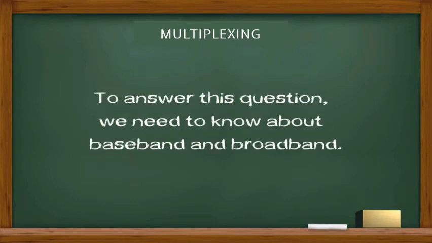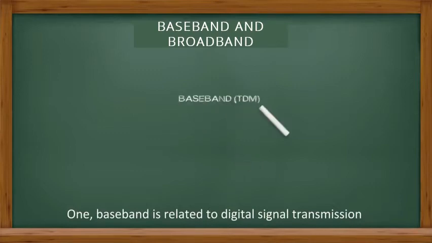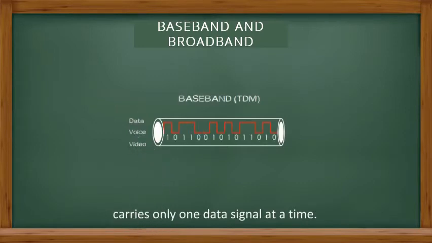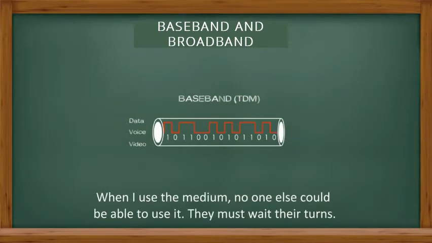To answer this question, we need to know about baseband and broadband. There are two definitions of baseband in digital communication. One baseband is related to digital signal transmission, where the entire bandwidth of the baseband system carries only one data signal at a time. In other words, every single signal requires exclusive use of the shared medium. When I use the medium, no one else can use it. They must wait their turn.